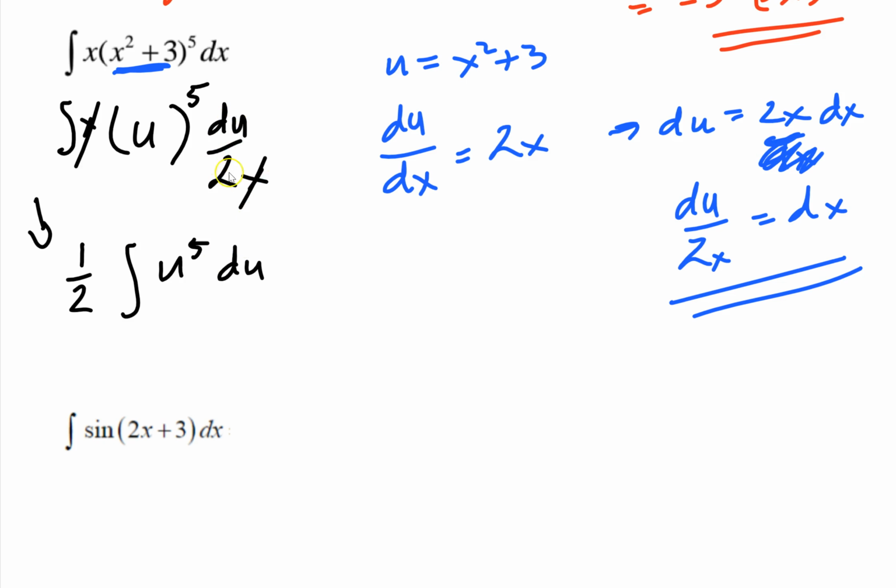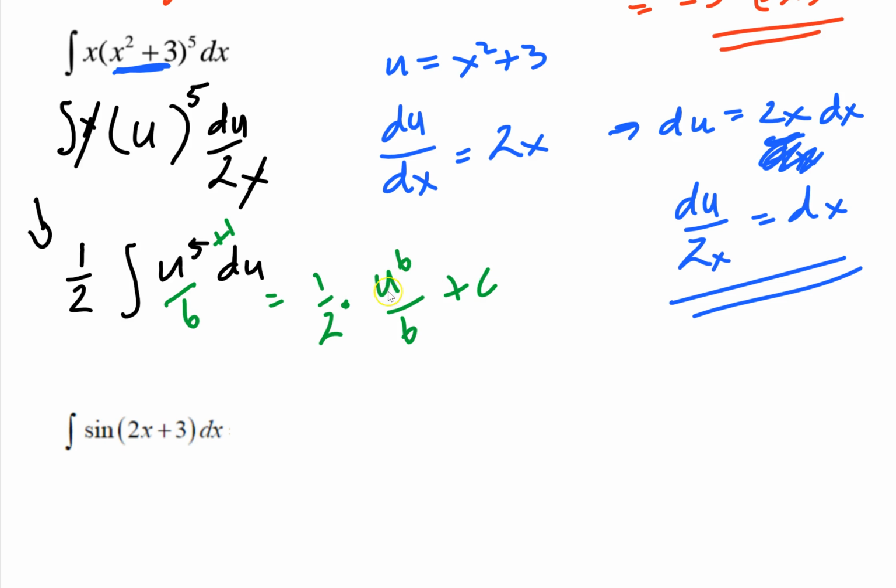So you always just pull out that constant. Now remember, the whole point of this is that they're all the same variable. I can just integrate this like normal. Integral of that, well, remember it's the power rule. Add 1 to the power, divide by the new power. So I'm going to get 1/2 times u to the 6 over 6 plus c. Don't forget the plus c.